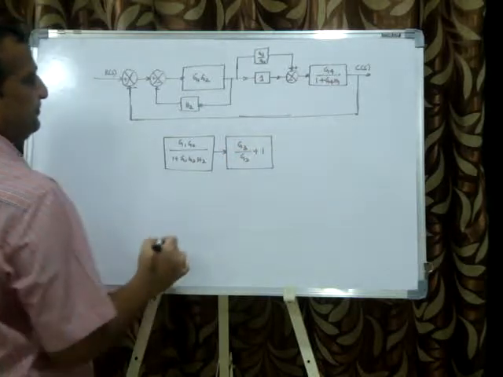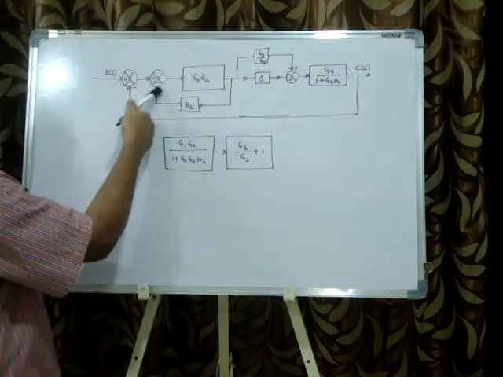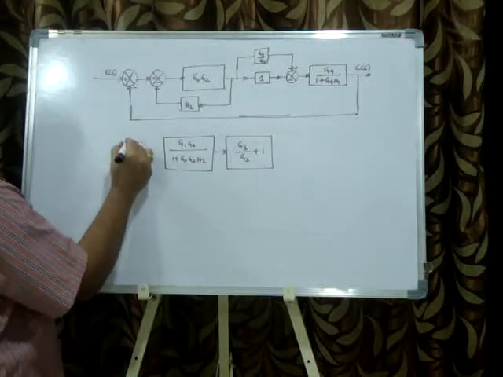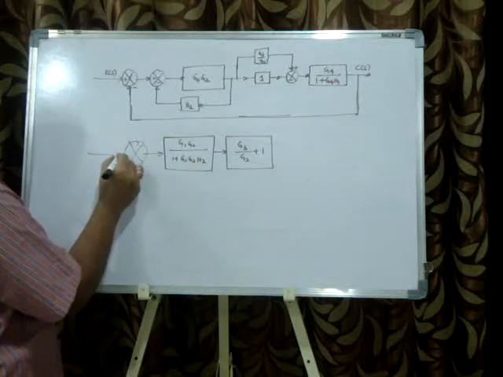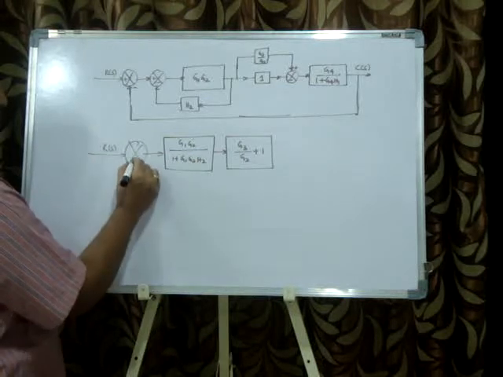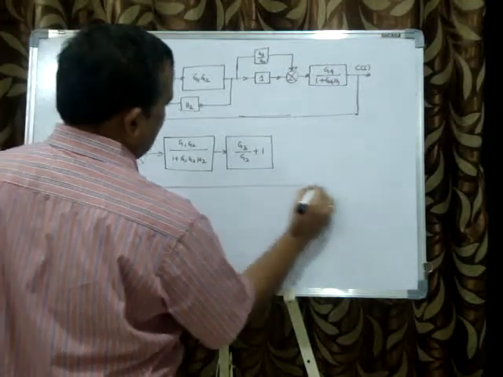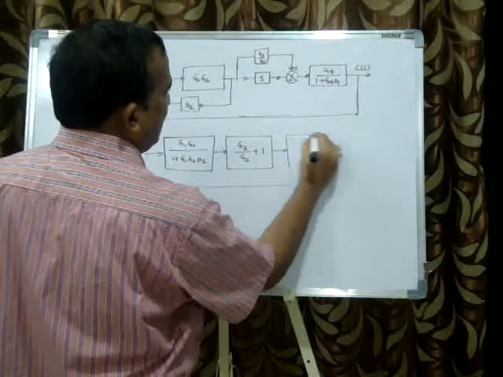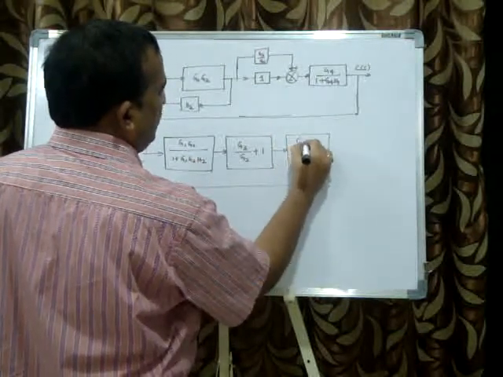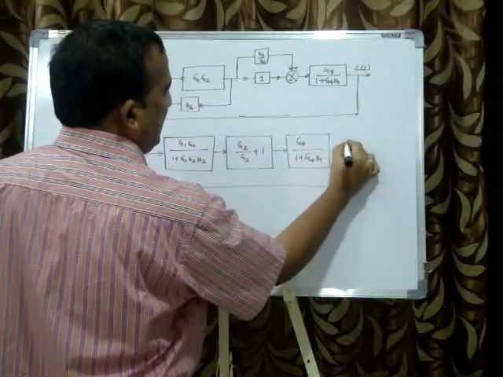plus 1. So automatically this summing point vanished. Here this summing point vanished. Only the final one summing point remains, that is R of S, and here minus, and here G4 divided by 1 plus G4 H1.